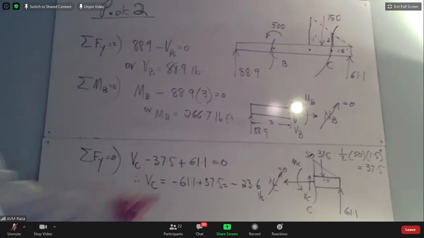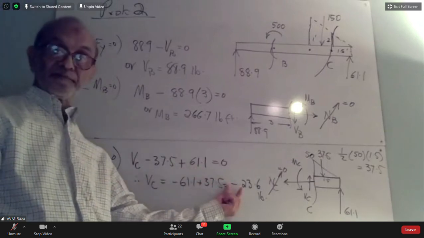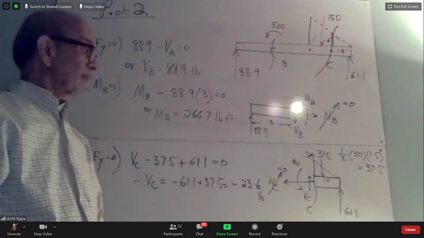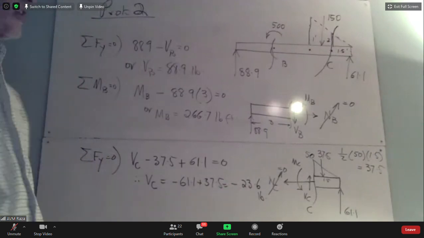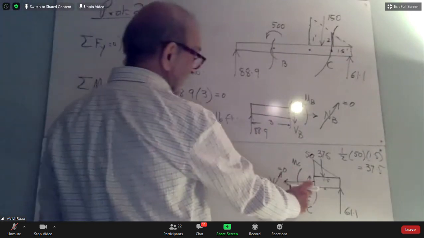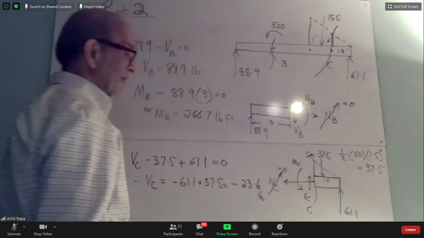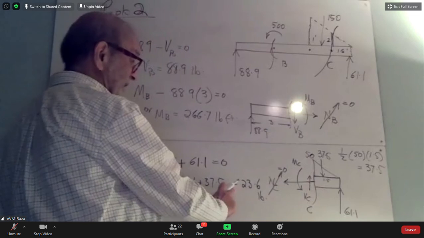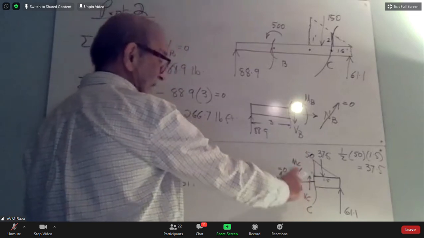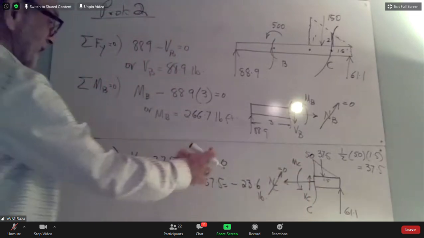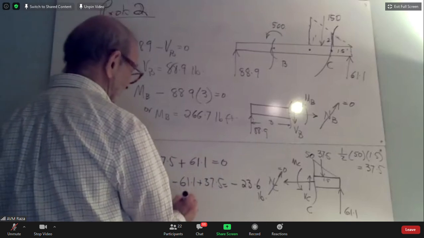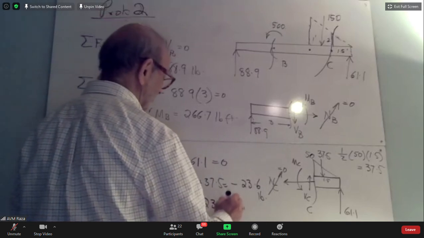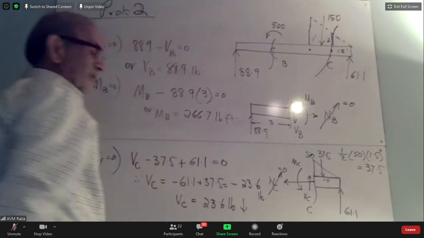And what does this minus sign show? That VC is acting downwards. Exactly, thank you. So the direction we assumed for VC was upward, but the negative sign shows that it is going to be acting downward. You can also say, the book uses this kind of thing sometimes, VC is equal to 23.6 pounds, and then it says downwards.